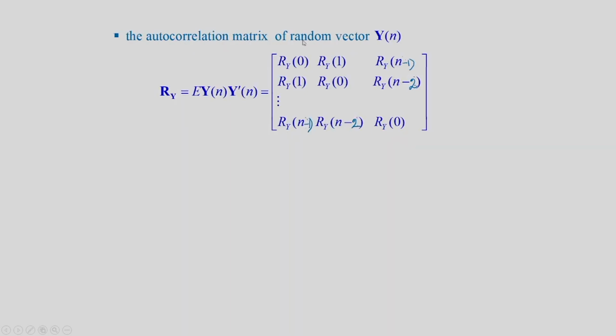The autocorrelation matrix of the random vector yn is given by this Ry matrix, that is equal to E of yn into yn transpose. This will be a matrix, and we will take the expected value of the individual elements. And assuming stationarity, we get ry0, ry1 up to ry n minus 1. Similarly, second row is ry1, ry0, and this way up to ry n minus 2, and so on. Last row will be ry n minus 1, ry n minus 2 up to ry0. So, this is the autocorrelation matrix.